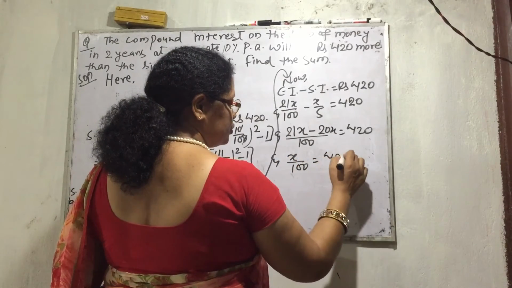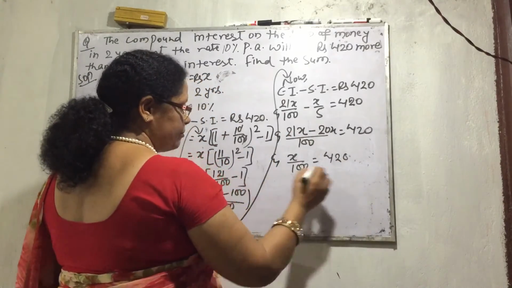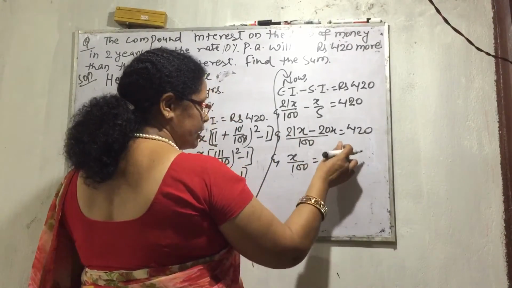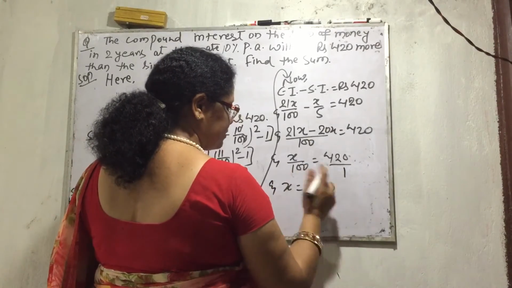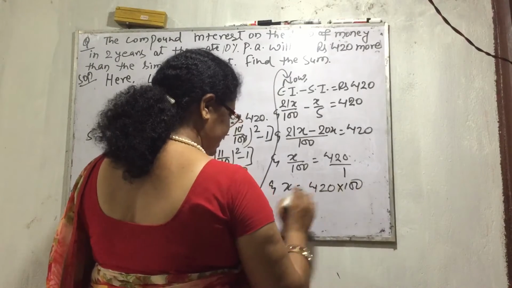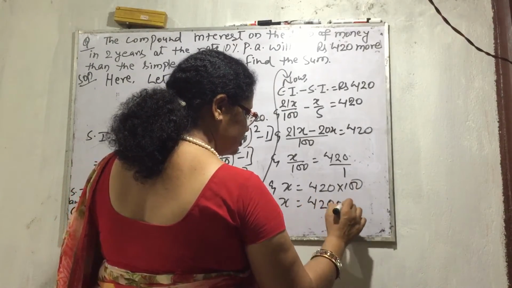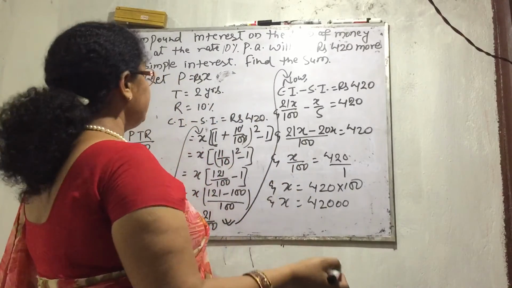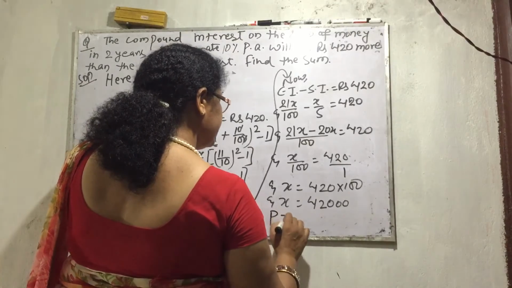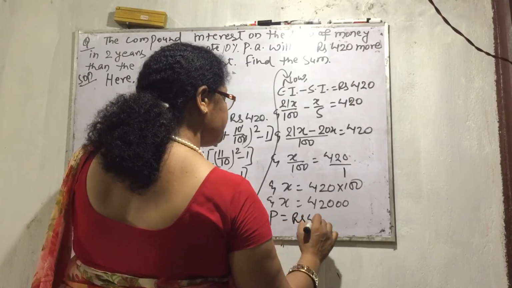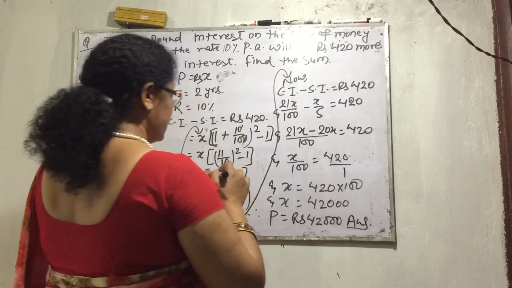21X minus 20X equal to 420, or you will get X by 100 equal to 420. By cross multiplication you will get how much? X equal to 420 into 100, or X equal to 42000, and X we have left for P. Therefore P equal to how much? Rupees 42,000. It is its answer.